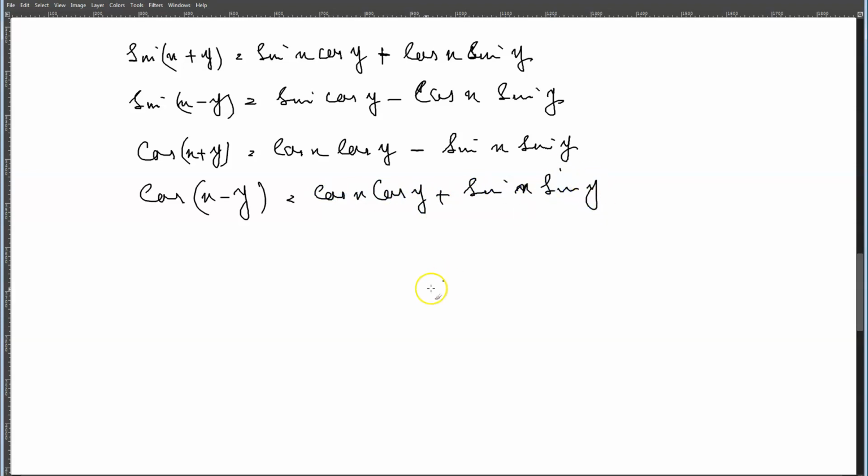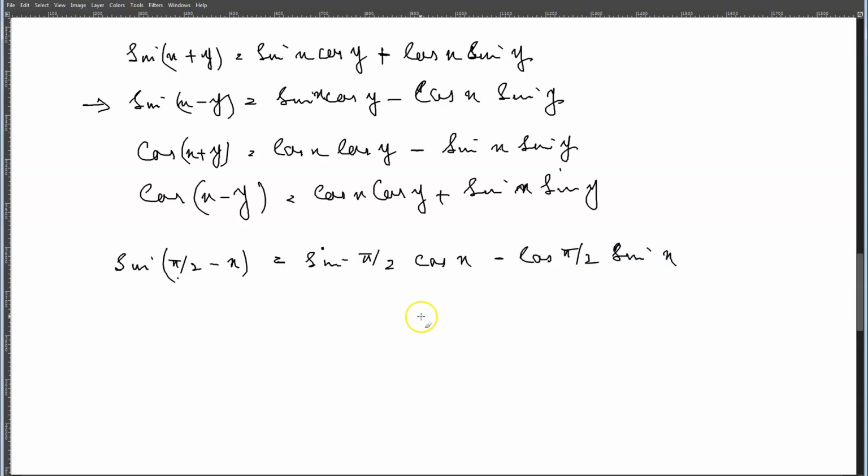We have already done that before. Now if I set x is equal to pi by 2, and I want to calculate, for example, the sine of pi by 2 minus x, I can use this formula here, and so I can write this as sine of pi by 2 cos of x minus cos of pi by 2 sine x.